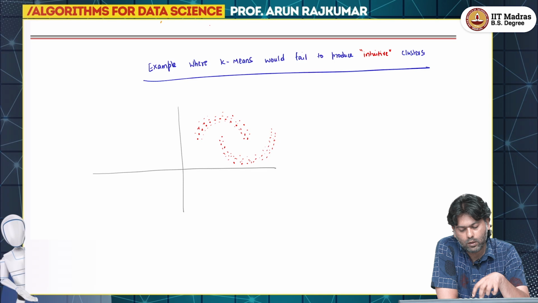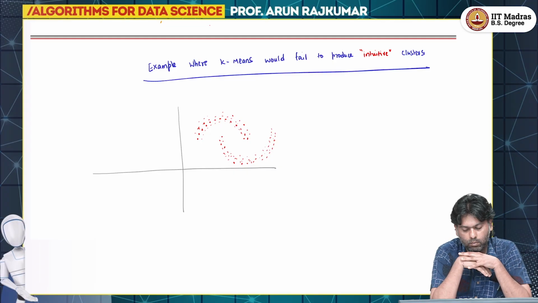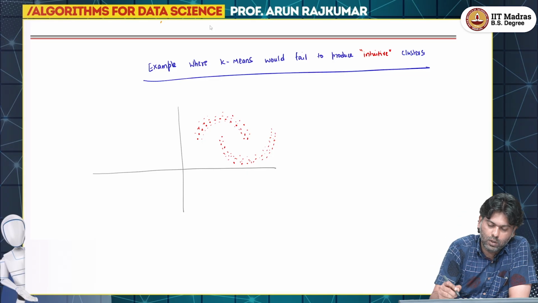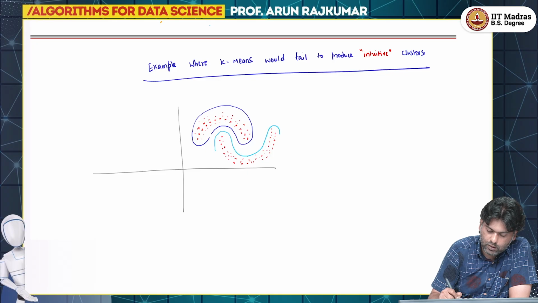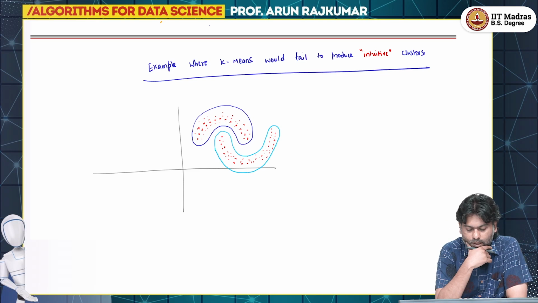So at least to me, it looks like there are two clusters in this data set. The one, the top half moon, and the second is the bottom half moon. So those are the intuitive clusters that I would expect my algorithm to recover, right? So I want this to be one cluster region, and I want this to be another cluster region, right? So this is the intuitive clustering that I am able to visualize in this data set.